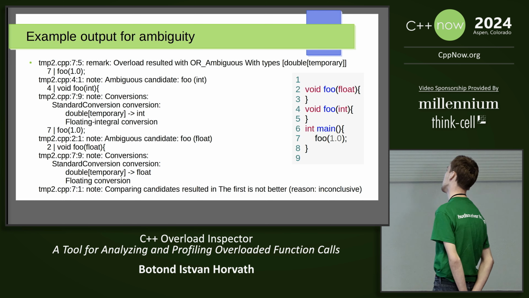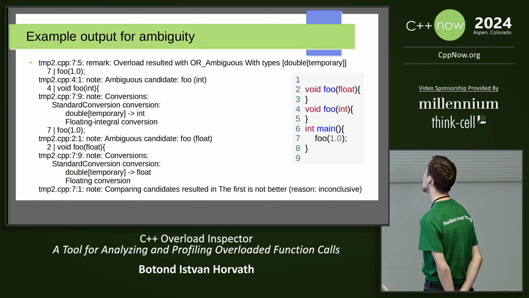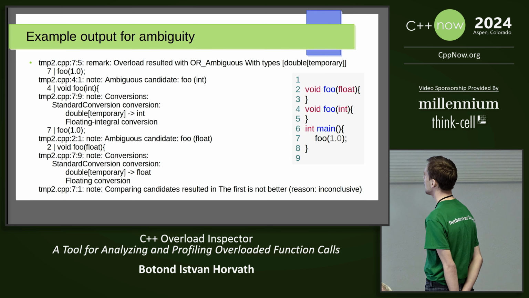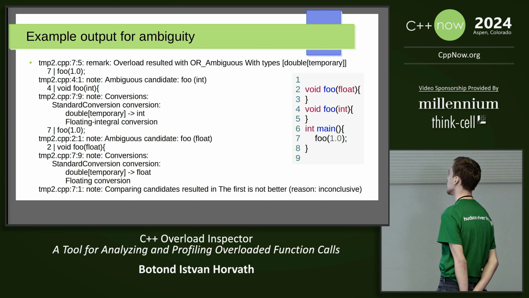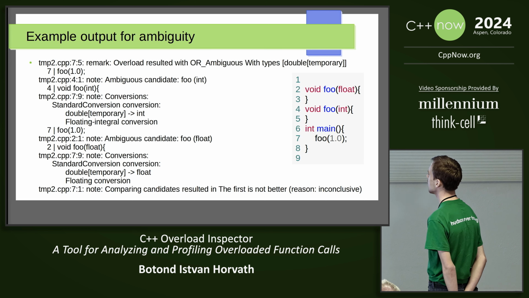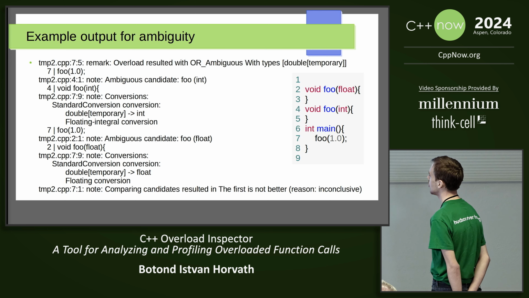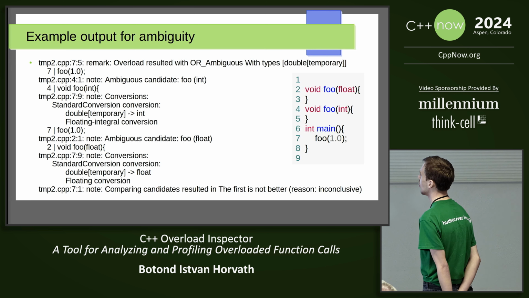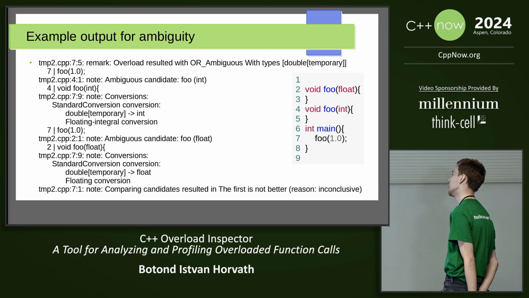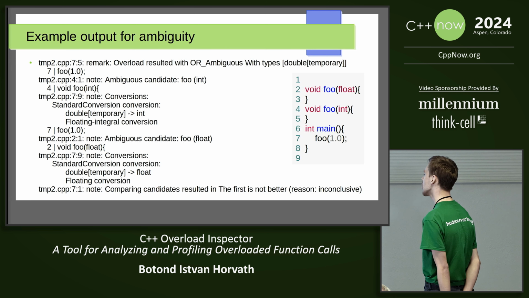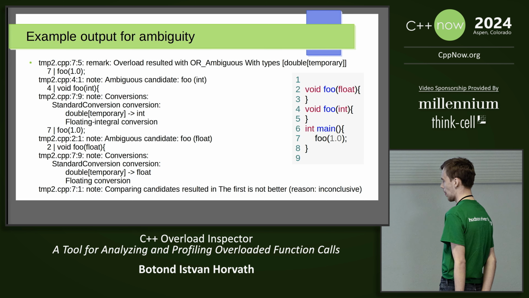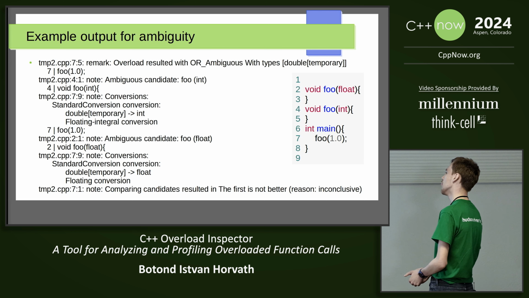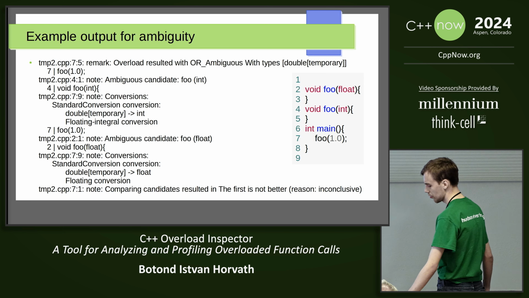This is another example. I will not spend a lot of time here. Here it says that it was ambiguous because in both of the cases we did a standard conversion. One of them was a floating to integer conversion, the other was a simple floating conversion, but according to the comparison of the conversions, they count as the same.